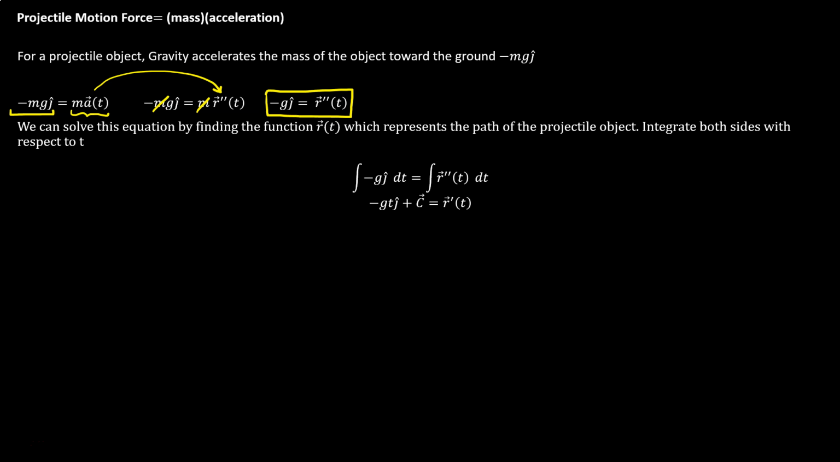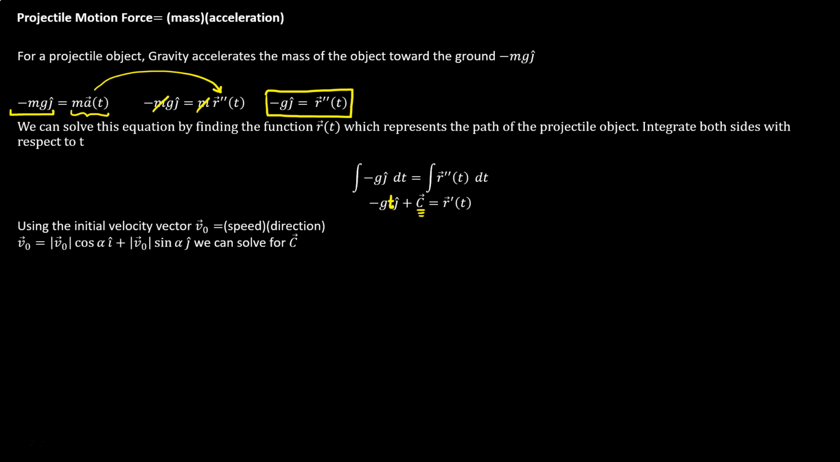So on the left, we gain a factor of t. We also gain this constant vector c. Since we're integrating vectors, we have to assume that there could have been a constant in any direction. And then integrating the second derivative of r, that just reverses one of those derivatives. Now we're at the first derivative of r.